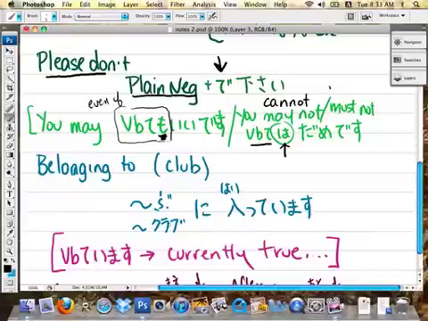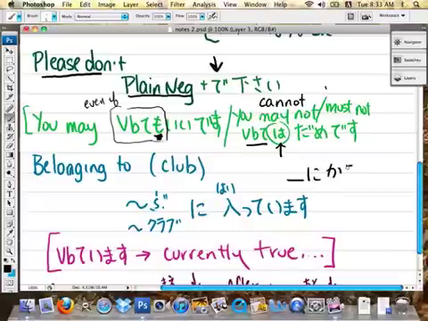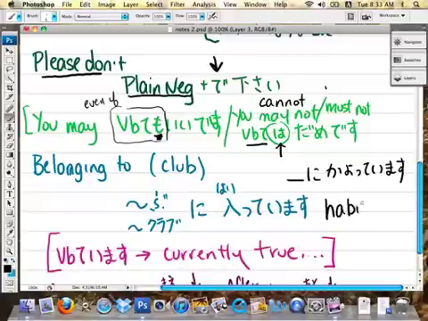And it's something something club ni haite imasu. Also, we saw to go to a particular school, something ni kayote imasu. So not only is the verb in the te form plus imasu currently true, the other thing that we saw the verb in the te form plus imasu for was habit.